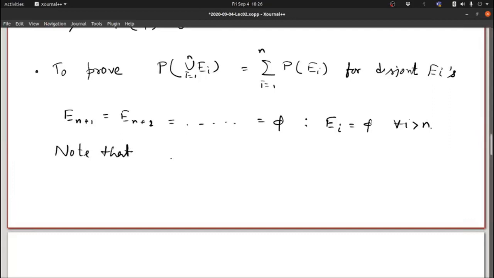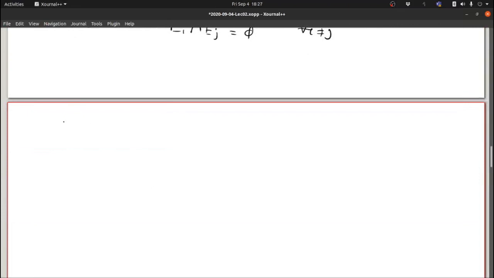note that E_i intersection E_j is equal to phi for all i not equal to j, because if i and j both are less than or equal to n, then by the given hypothesis they are disjoint. If both of them are greater than n, then they are disjoint, because everything is phi. And if one of them is less than or equal to n and the other is greater than n, then this also turns out to be phi. Now I will use the third axiom.